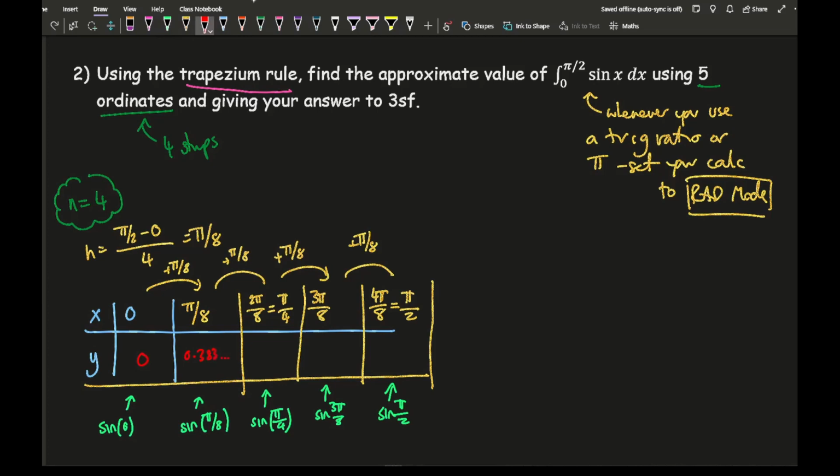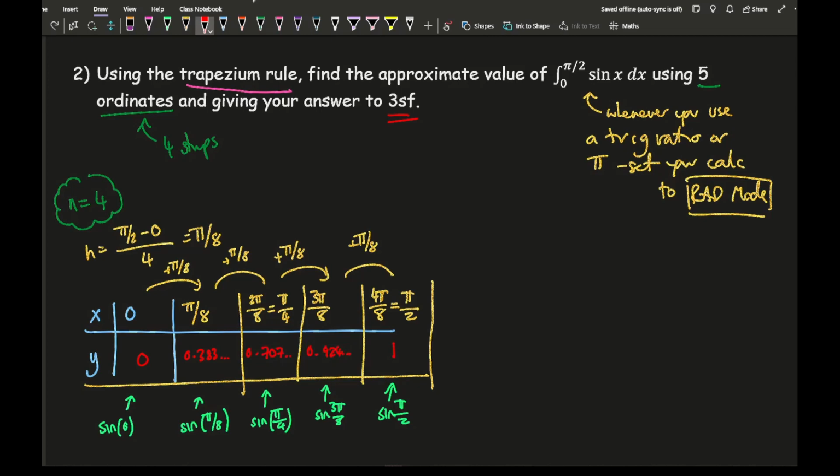0.383. Now if you are writing decimals, I would always recommend that you go a couple more than what they want the final answer to be. So if they want the answer to 3 sig fig, then in your table of values, I would go to 4 or 5 just to make sure, because accuracy is key. I know that I'm not writing it down because I've got small space, but hopefully I'm going to be using the exact values anyway. So then for the next one, we've got 0.707, 0.924, and then we've got 1.